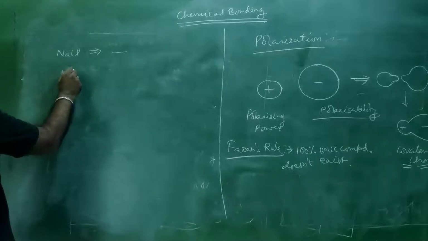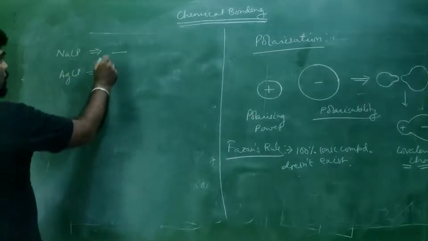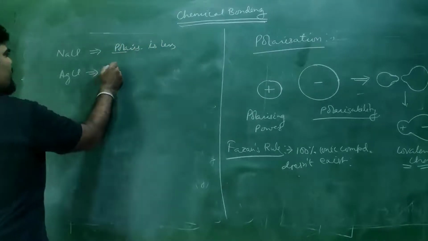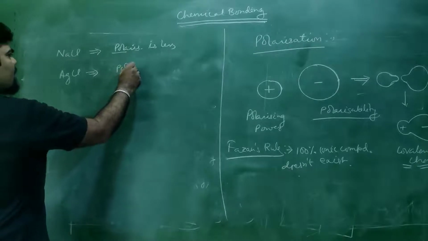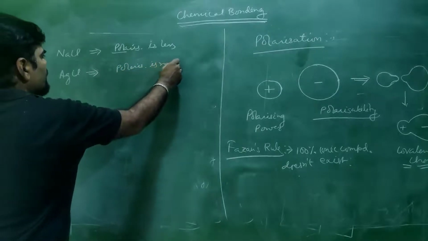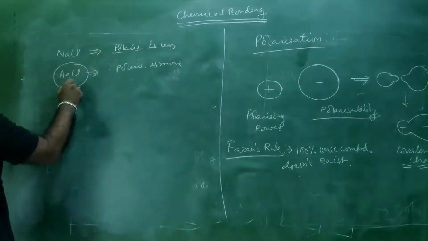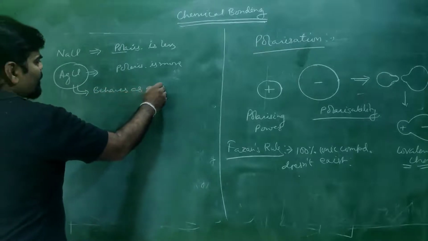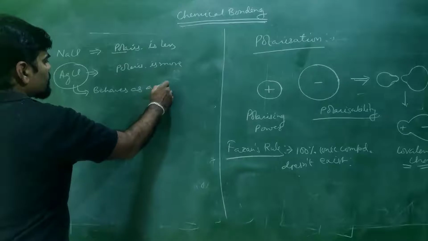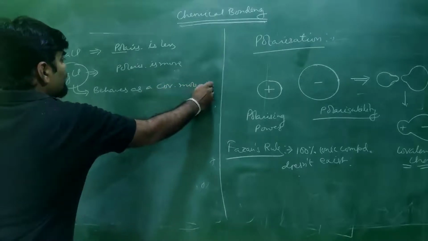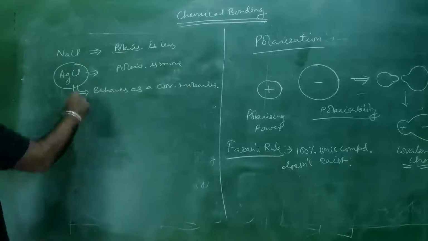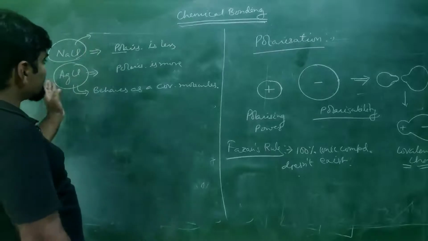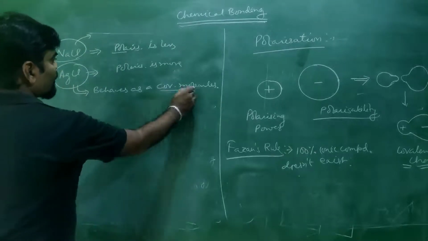But if it is AgCl, the extent of polarization is more. So over here, polarization is less, but over here, polarization is more. That is why AgCl behaves as a covalent molecule. However, it is ionic, but it behaves as a covalent molecule. NaCl behaves as an ionic compound because its polarization is less. But AgCl, where polarization is more, behaves as a covalent molecule.